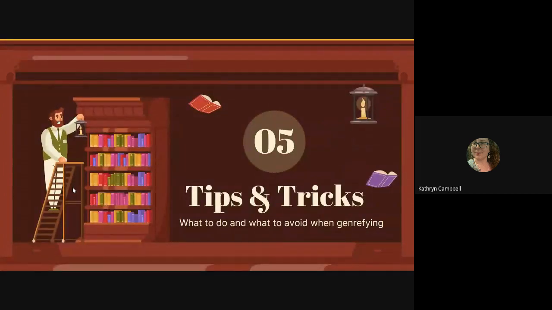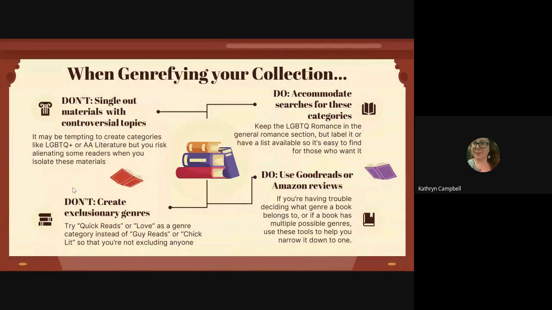Some tips and tricks, what to avoid and what to do when genreifying. I know it's tempting to create collections and categories like LGBTQ materials or African American literature, but you kind of risk alienating some readers if you isolate these materials in their own section. And readers who are averse to reading those types of materials would easily avoid that. Whereas, they may serendipitously stumble upon an LGBTQ romance in the romance section they didn't intend to check out, and then actually really like that book if you do keep those in the general section but label it.